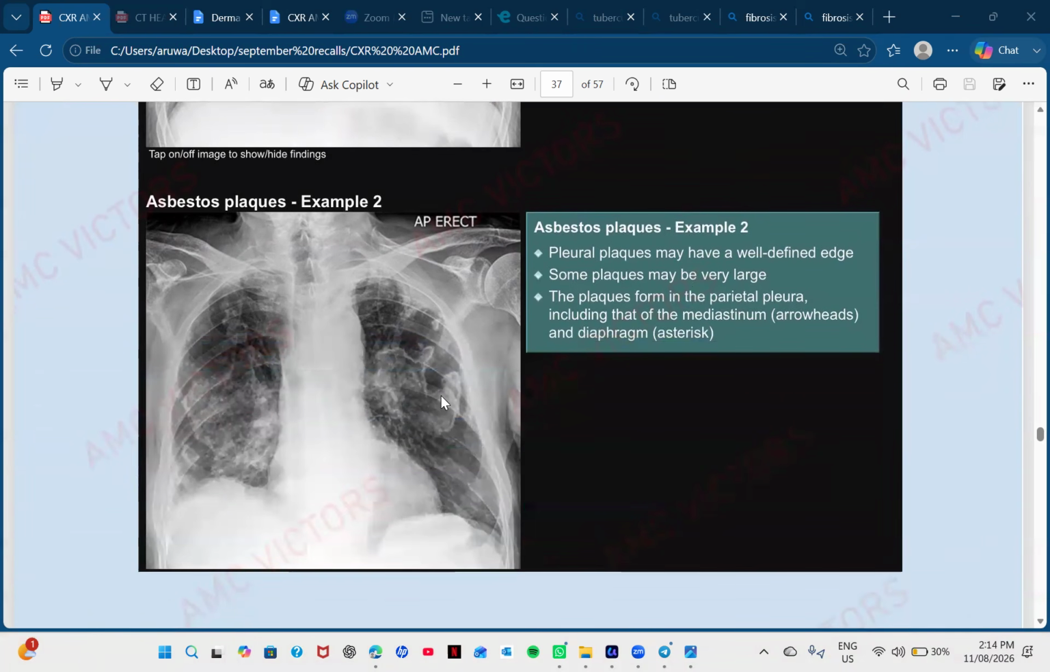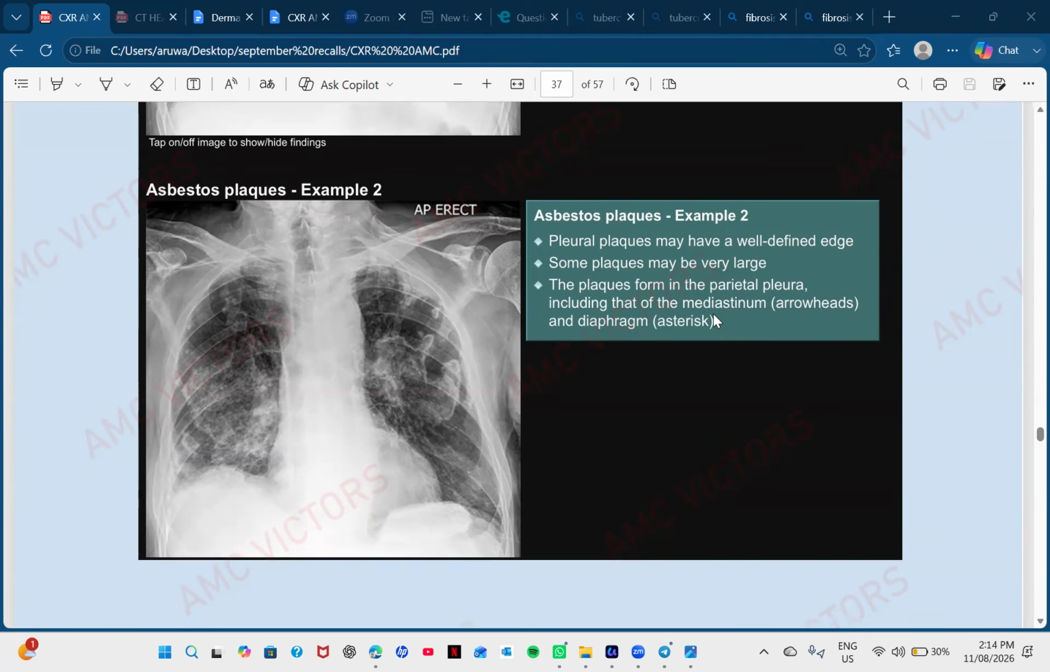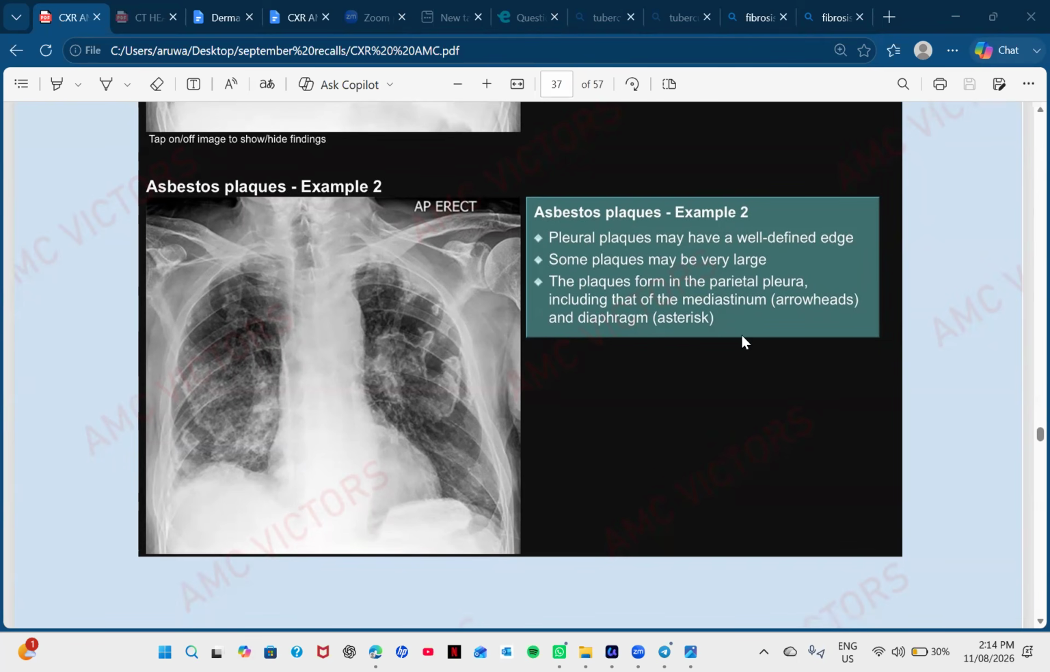So here is an example, like you can see the large plaques, right? Here the pleural plaque may have well defined edges. Some plaques may be very large here, very large. And the plaque forms on the parietal pleura, including the mediastinum, mentioned arrowhead, and diaphragm. So you all know where the mediastinum and the diaphragm are.